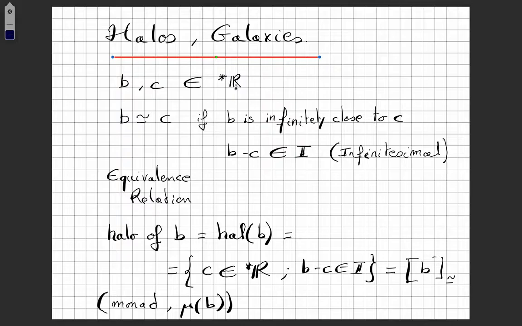So let us start with B and C, two hyperreal numbers. And I'm going to say that B is equivalent to C, so we are here defining a new equivalence relation, if B is infinitely close to C, so that B minus C is an infinitesimal. And the halo of B, which we write like this, is the set of all hyperreal numbers which are infinitely close to B. This is indeed the equivalence class of B under this new equivalence relation. It is also sometimes written mu of B and called the monad.